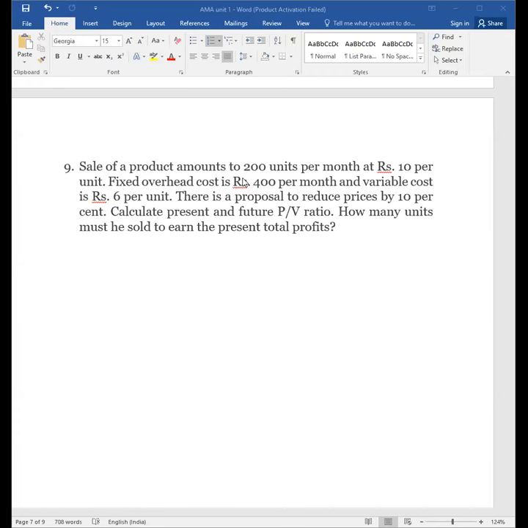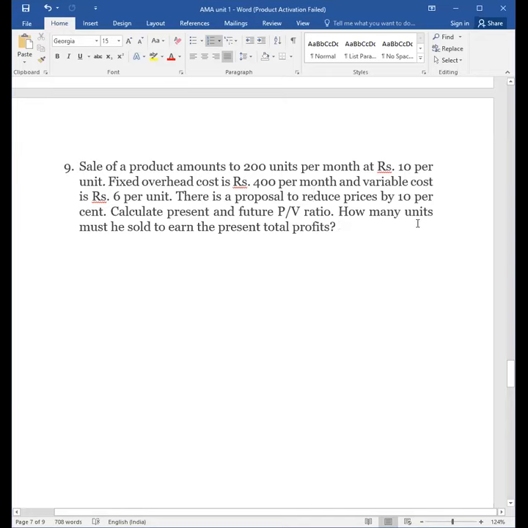Sale of a product amounts to 200 units per month at rupees 10 per unit. Fixed overhead cost is rupees 400 per month and variable cost is rupees 6 per unit. There is a proposal to reduce prices by 10%. Calculate the present and the future PV ratio.